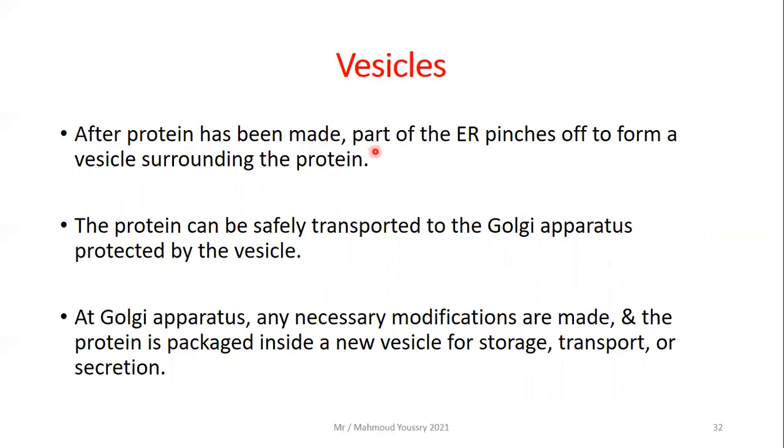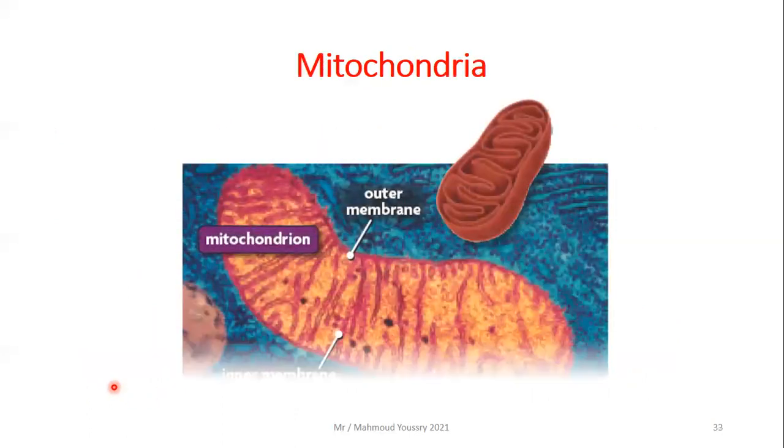After a protein has been made on the ER, you remember the ribosomes on the ER, part of the ER pinches off to form a vesicle surrounding the protein. The protein can be safely transported from the ER to the Golgi apparatus, protected by the vesicle. At the Golgi apparatus, any necessary modifications are made and the protein is packaged inside a new vesicle for storage, transport, or secretion, as we discussed.